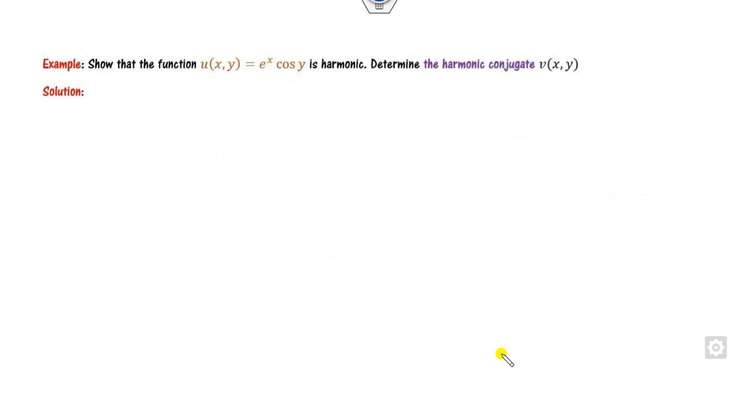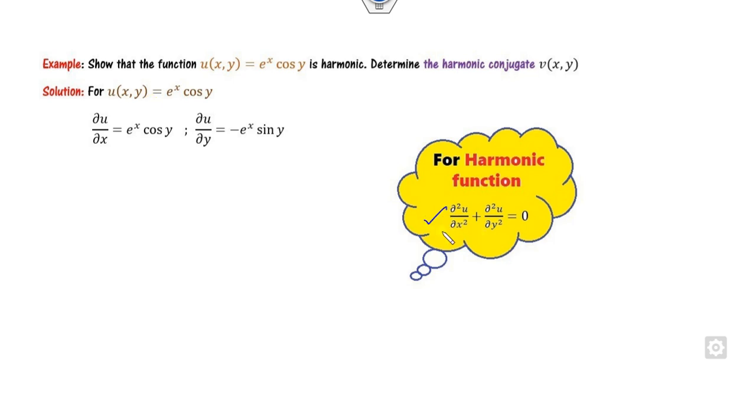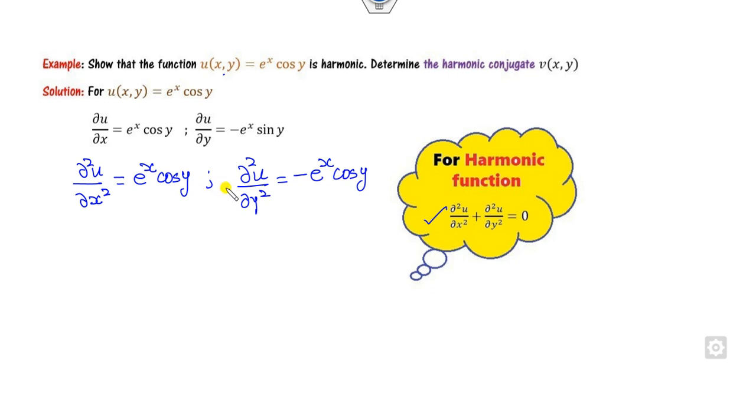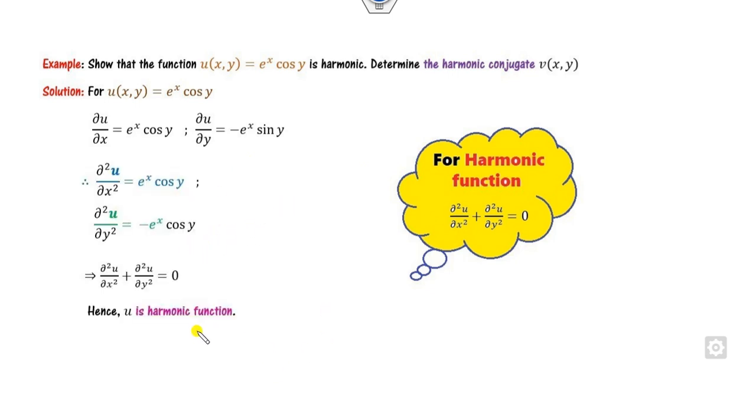Now look at this another one. Consider a function, and you have to show that it's harmonic. So again, first you have to satisfy this property: the partial derivative of u with respect to x, and the partial derivative of u with respect to y. What is the second derivative with respect to x? It is e raised to power x, the same. What is the second derivative of u with respect to y? It is minus e raised to power x cos y. You can see if you add them you will get 0, which is the right answer.